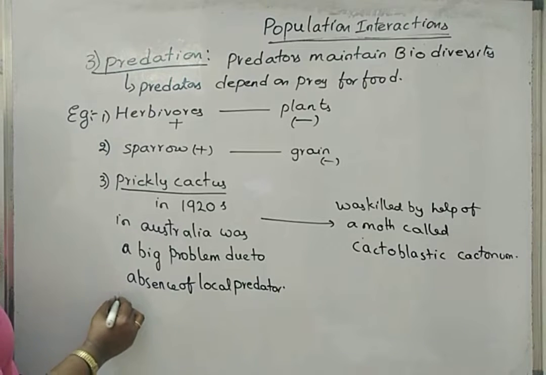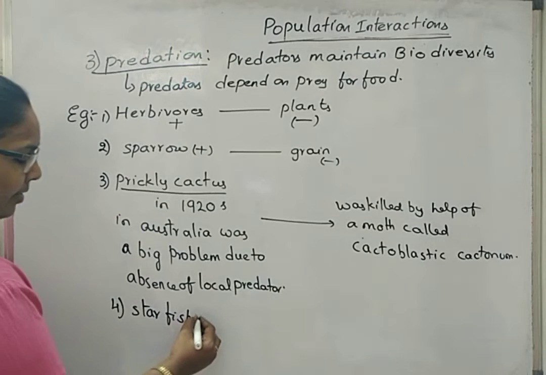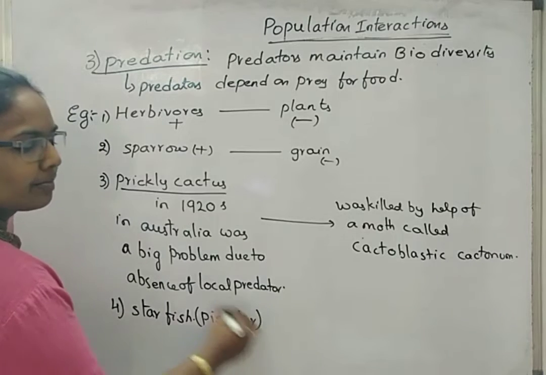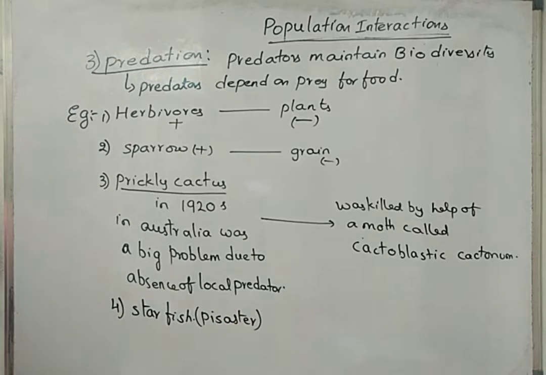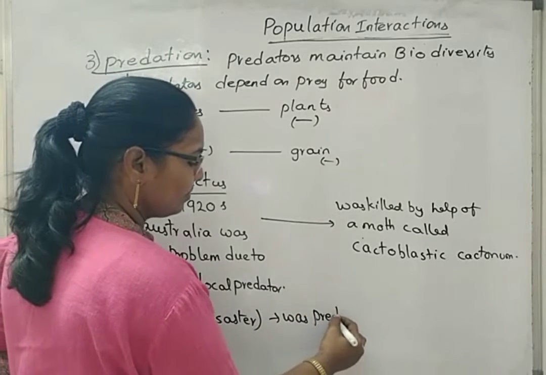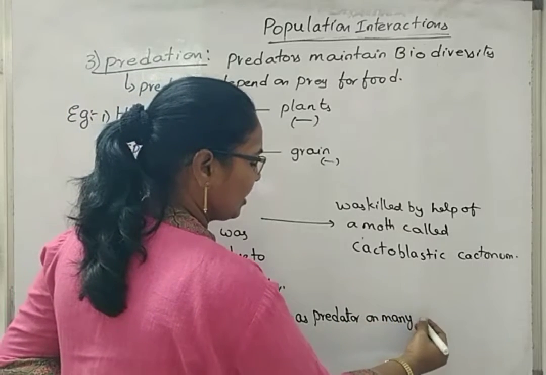Another example we can take is the starfish. Starfish is a predator. We call it a disaster. It is a predator on many aquatic species.